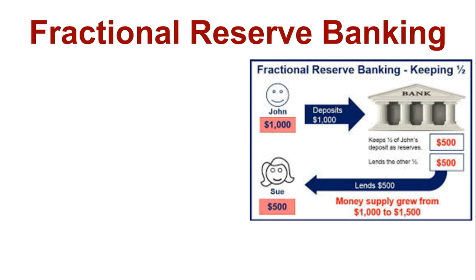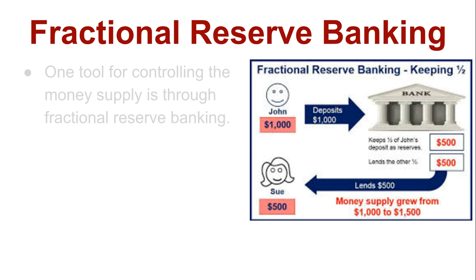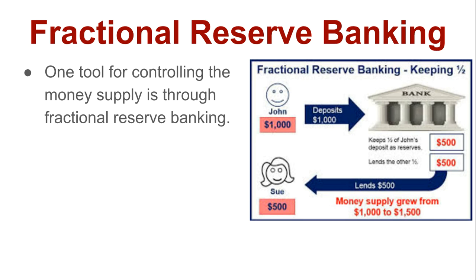All right. Fractional reserve banking is one of the ways in which the Fed helps to control our money supply. And it's a bit complex, so I'm going to go over it slowly and many times. All right. Oh, wait, no, I didn't mean speak slowly. One tool for controlling the money supply is through fractional reserve banking. This is one of the things that the Fed can manipulate in order to control money supply.